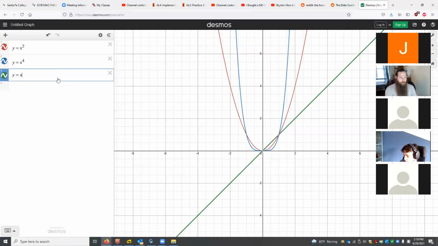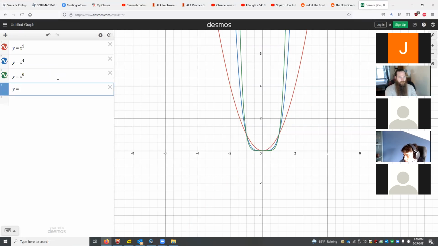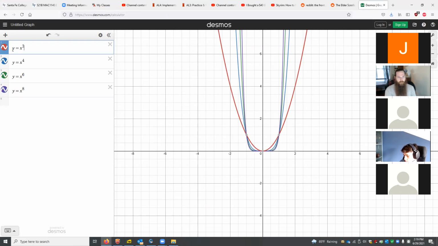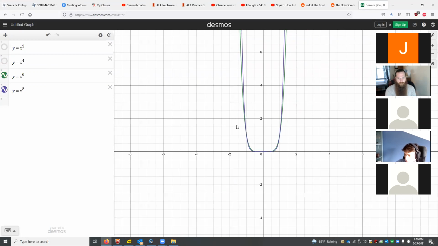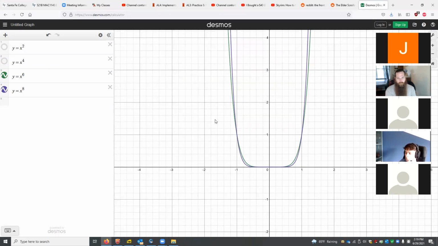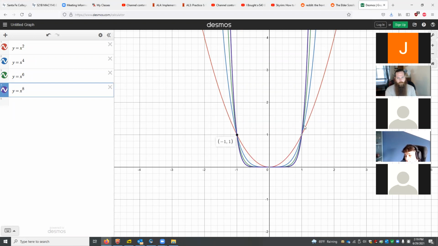If I go up with more even powers, you see that pattern continuing. You start with the nice parabola. And then x to the 4, the blue one here, is a little bit flatter. X to the 6 is a little bit flatter still. And x to the 8 is a little bit flatter still. So that pattern continues with the even powered power functions. And every single one of these goes through these two points, 1, 1 and -1, 1.